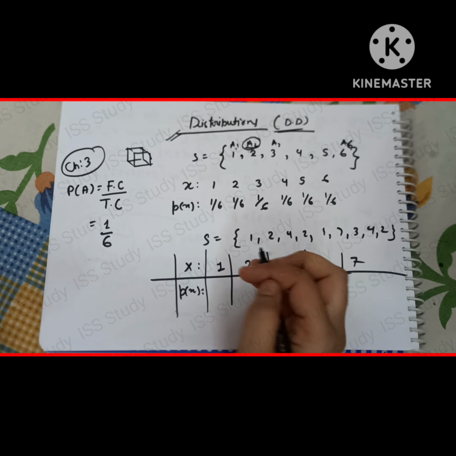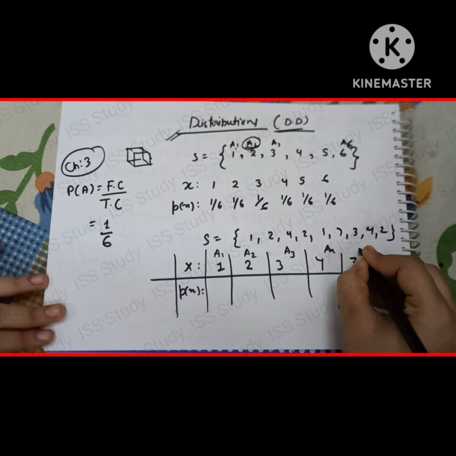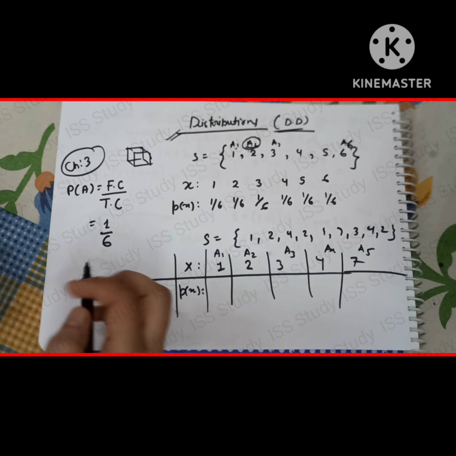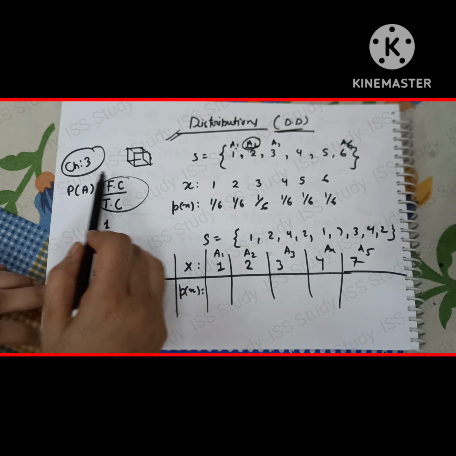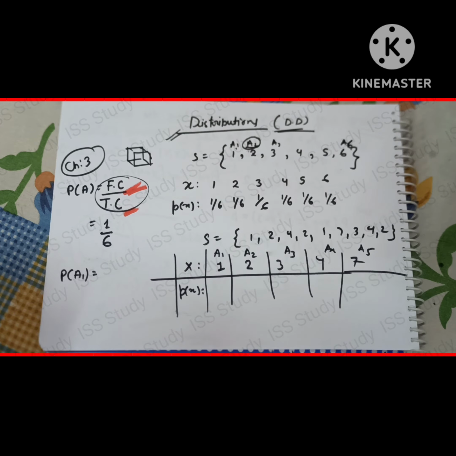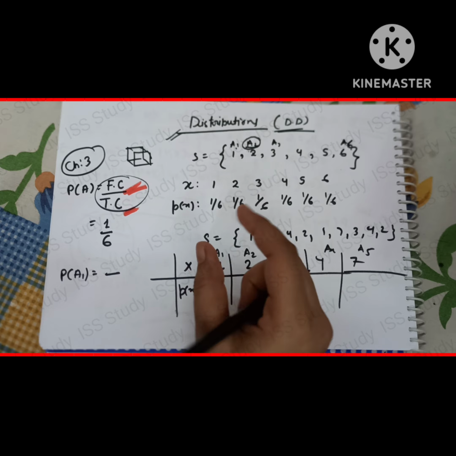If you are getting confused, you can give them notation A1, A2, A3, A4 and A5. Now I am asking you to find the probability of happening of event A1, that means the probability of A1. You have to use the same formula: probability of A is favorable cases upon total number of cases. What are the favorable cases of event A1? Event A1 represents the happening of event 1, that means if you roll a die and only 1 occurs.